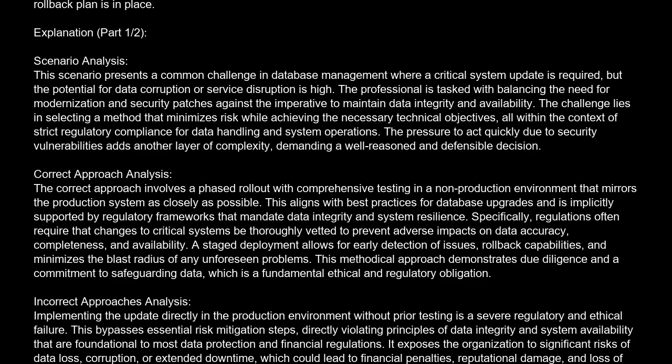Incorrect approaches analysis. Implementing the update directly in the production environment without prior testing is a severe regulatory and ethical failure. This bypasses essential risk mitigation steps, directly violating principles of data integrity and system availability that are foundational to most data protection and financial regulations. It exposes the organization to significant risks of data loss, corruption, or extended downtime, which could lead to financial penalties, reputational damage, and loss of customer trust.